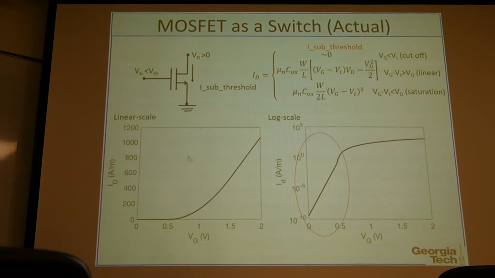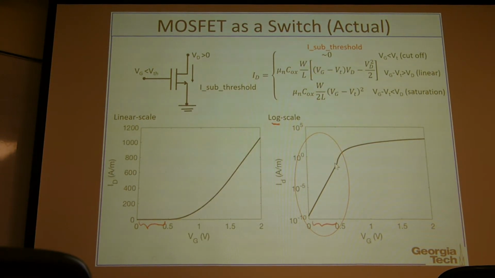So far you have seen this linear scale. Linear scale means the current is on a linear axis: 200, 400, 600. But if you plot this into the log scale like this, you are going to see this region. Because this current is so small, you have to use the log scale to see it.